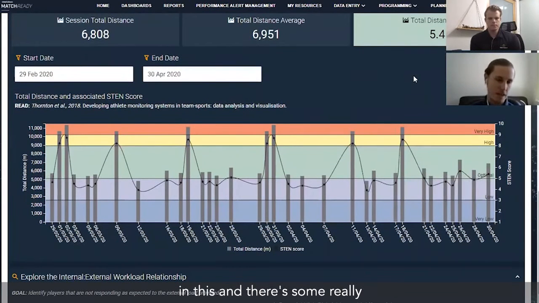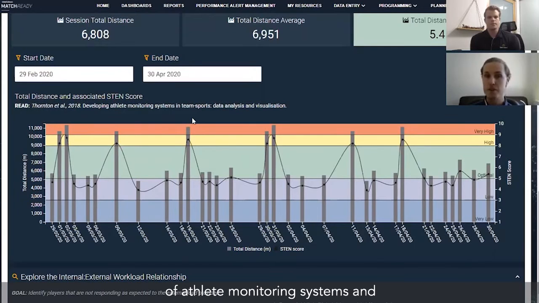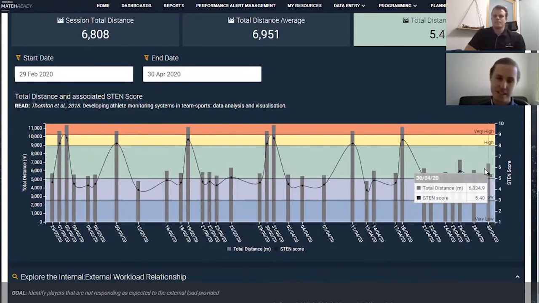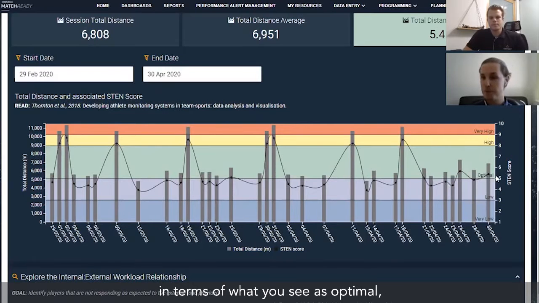And there's some really great papers. One that I'd recommend reading, Heidi Thornton, Jace Delaney and co. Wrote a really good summary of athlete monitoring systems and the different analysis and visualization approaches in this space. But you can look, and I know there's lots of debate around this as well, about having some discrete ranges in terms of what you see as optimal, say a low load compared to their individual average, a high, and then a very high as well. So a quick snapshot there.